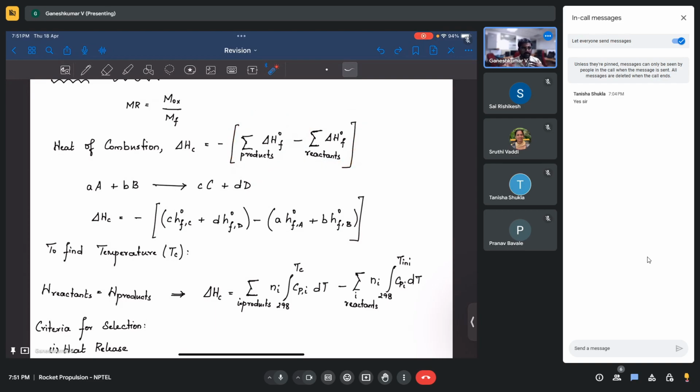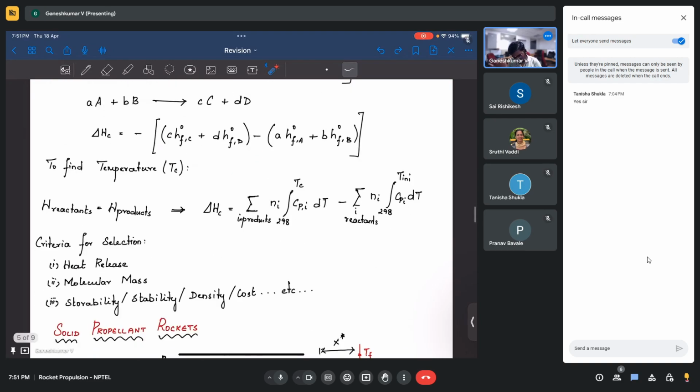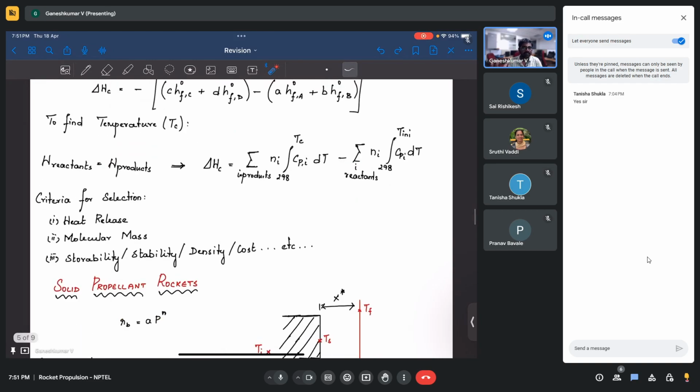Then only will we get a net gain, net heat, net energy out, right? Only if the energy of the reactant is higher than the product will we get a net energy. So that is what we defined here as heat of combustion. If this is the reaction, this is how you define a heat of combustion. But heat of combustion is not really useful.